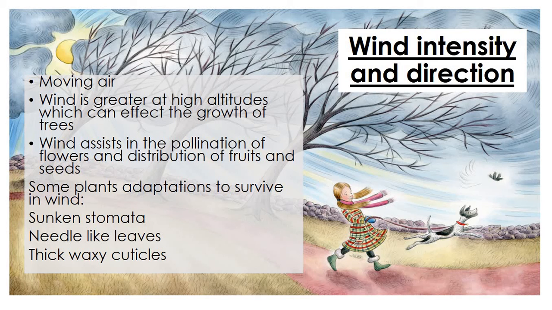Moving on to wind intensity and direction, we can think about how wind intensity can affect plants in terms of the transpiration stream. Of course, wind can affect pollination levels. In fact, plants rely on wind, don't they, to distribute their seeds and increase the chance of survival. So some plants have adaptations to survive the wind. So we can have sunken stomata, needle-like leaves, and thick waxy cuticles.